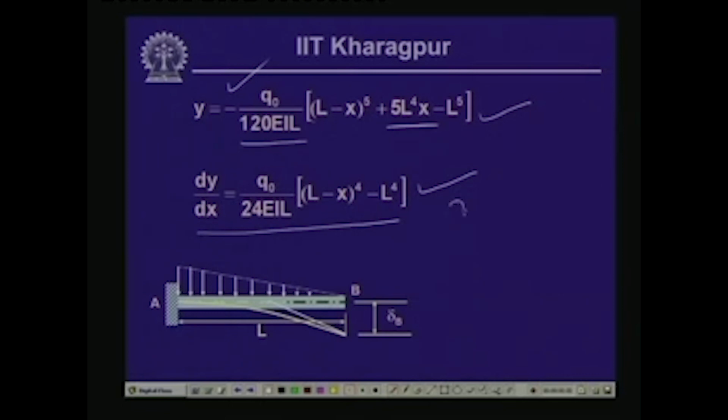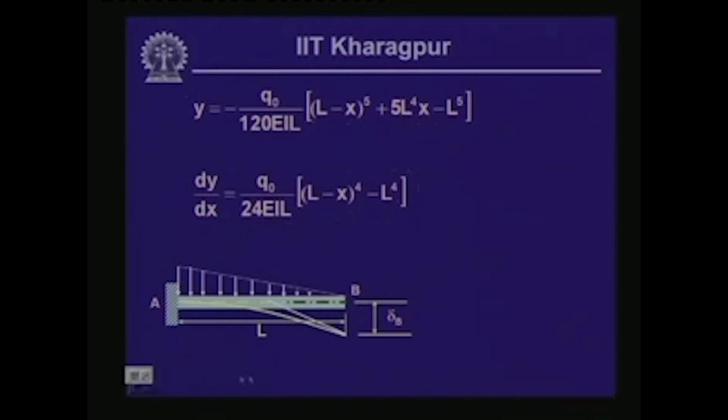And if you substitute x equals L, you get the value of y at the tip and dy/dx at the tip. Now, x equals L means this goes off. So, you have 5L to the power 4 L minus L to the power 5, so this becomes minus q0 L4 by 30 EI. That is the value of the deflection, which is again negative, shows downwards, and at x equals L, if you compute this, you get minus q0 L cube by 24 EI as the slope of this particular free end.